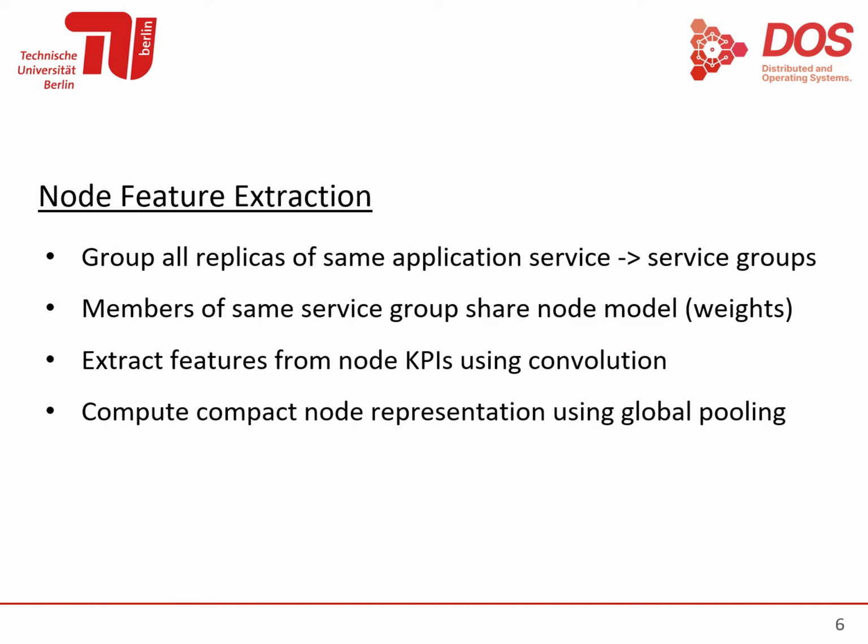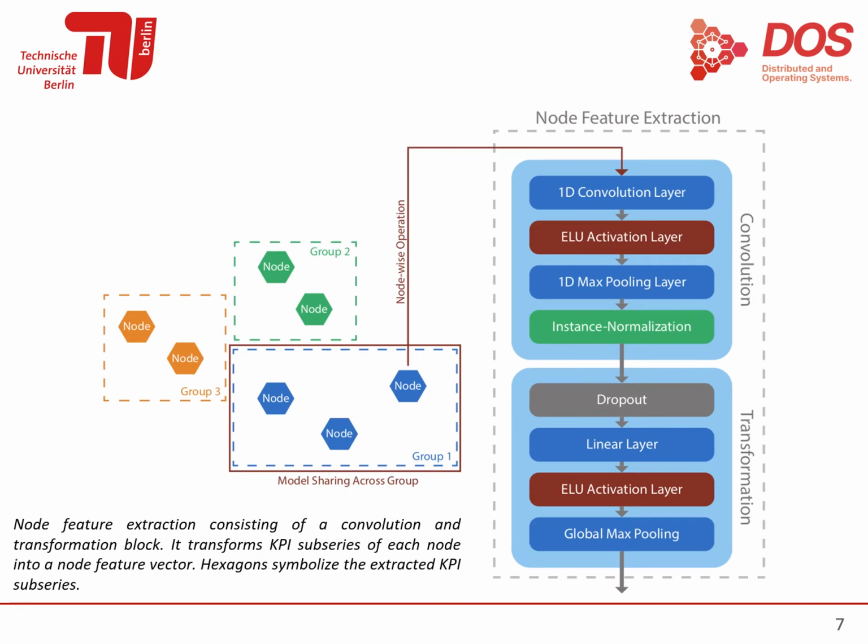First, we group all replicas of the same application service into so-called service groups. Later, members of the same service group will share the same node model and thus the same model weights, which will in turn decrease the number of trainable parameters. Our node feature extraction can be split into two parts. First, we want to extract features from the system KPIs that we have recorded using convolution. And second, we want to compute compact node representations using global pooling, so that it's invariant to the number of KPIs.